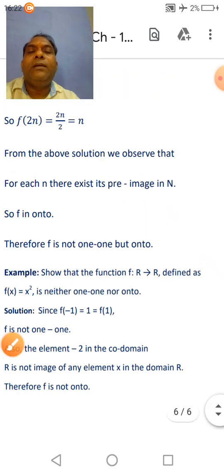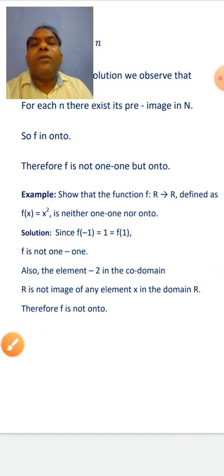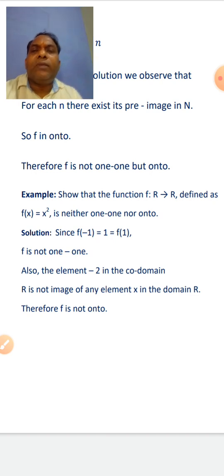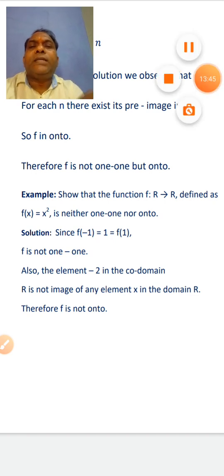Clear? So in case of types of functions, 1-1 or injective function, onto or surjective function, and if a function is injective and surjective, or 1-1 and onto, then we can say that given function is bijective function. Clear? Now you have to solve all the questions of exercise 1.2.